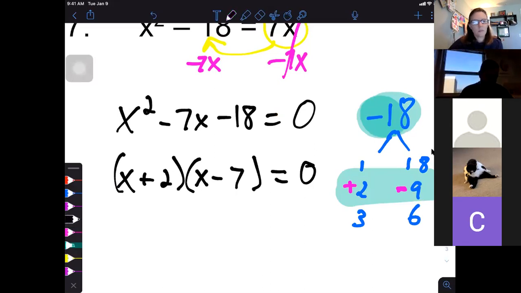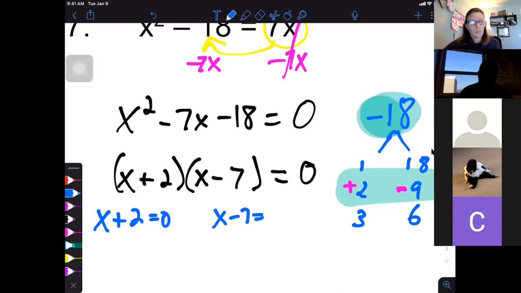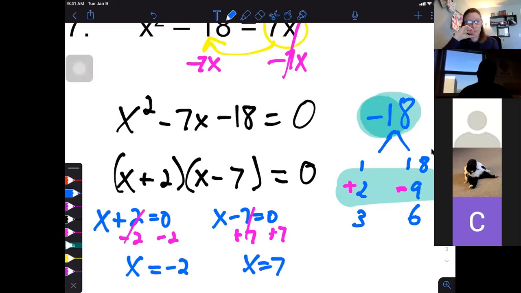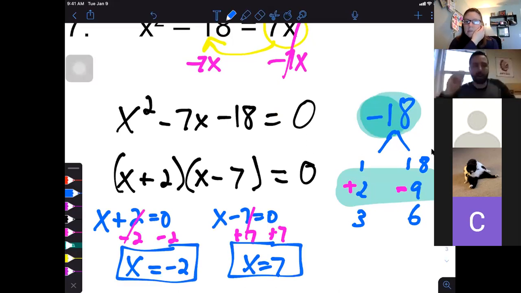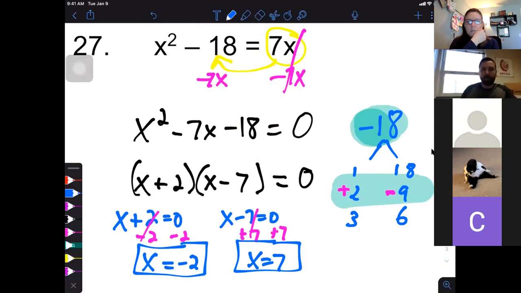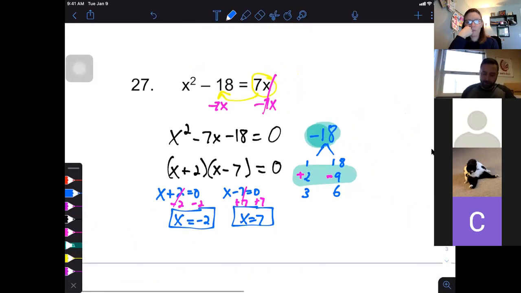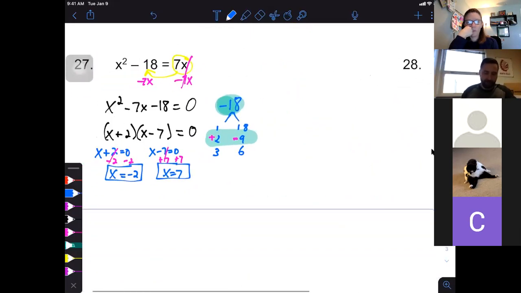Now you use the zero product property, and you set each of these equal to 0. Subtract 2 in the first one, add 7 in the second one. And then you get your answers. x equals negative 2 and x equals 7. Questions on that one? We'll look at 28 as well. Does anybody need a second to copy that down?